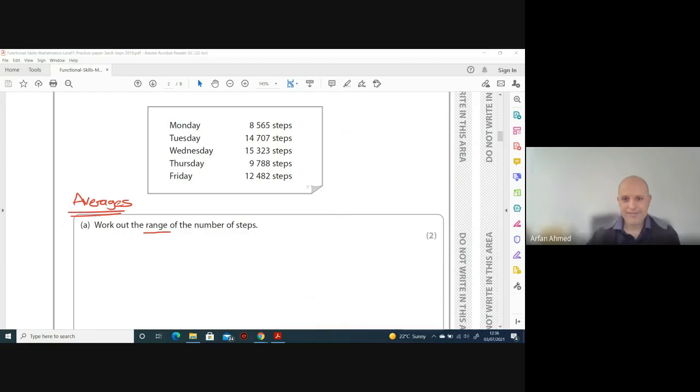Obviously, for range you have to do a certain thing, and that thing is, you have to get the biggest value. So range is biggest take away the lowest value. Call it biggest take away the lowest. That's fine. So in this one, the biggest one is that one right there, 15,323. Take away the lowest one, which is that one right there, Monday, 8,565.